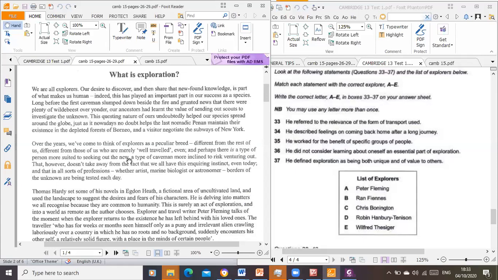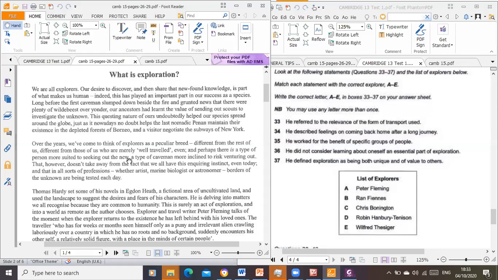So the alphabet has been stated. Write the correct letter A to E in the boxes provided in your answer sheet. Note, you may use any letter more than once. It's quite clear and straightforward. IELTS is an exam of instruction, okay? So now let's move on to question 33. It referred to the relevance of the form of transport used.